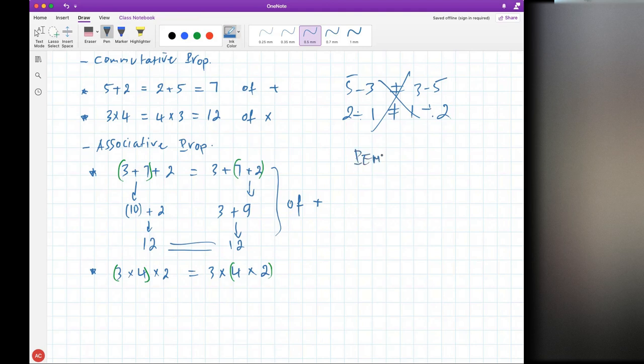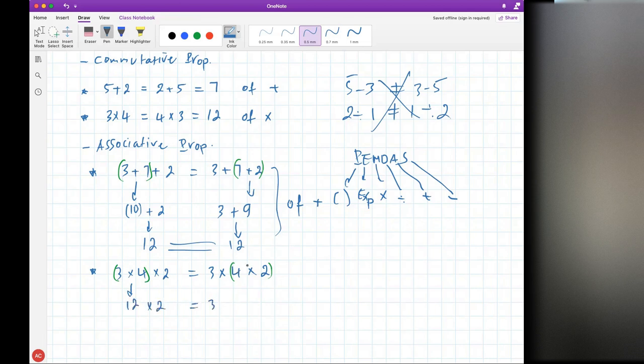For those of you who are not familiar, this is PEMDAS. The order of operations: you always start with the parentheses, then go to the exponents, multiplication, division, addition, and subtraction. So if you have multiple numbers and operations, this is the order in which you do those. Always start with the parentheses. So parentheses first, that's 12 times 2. And here 4 times 2, that's 8.